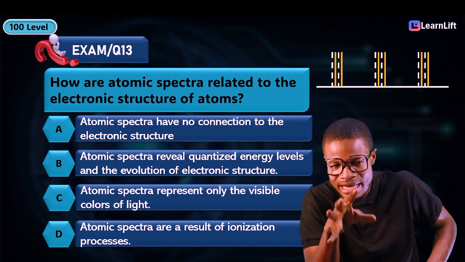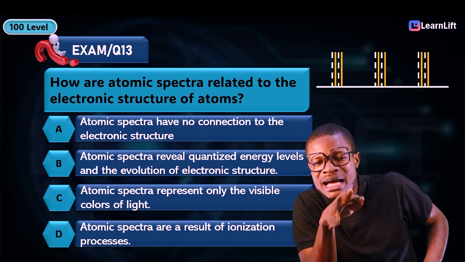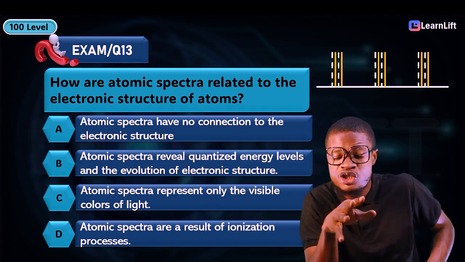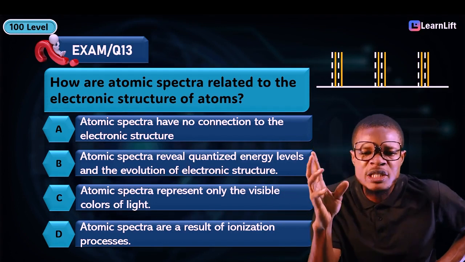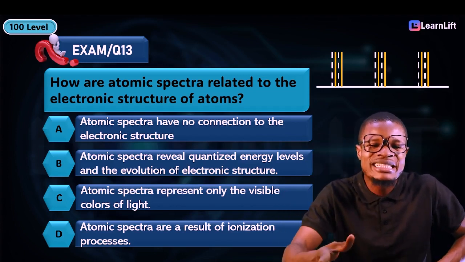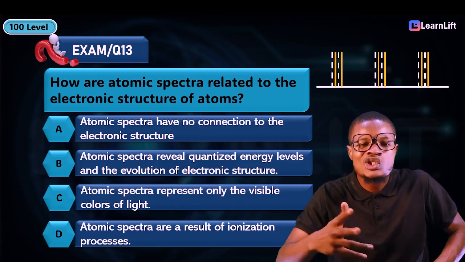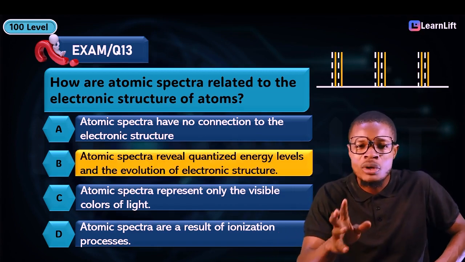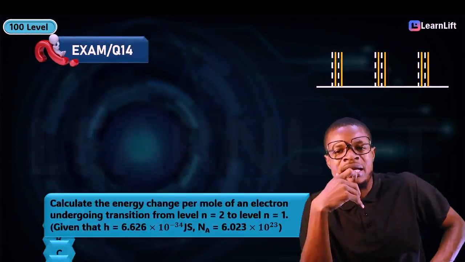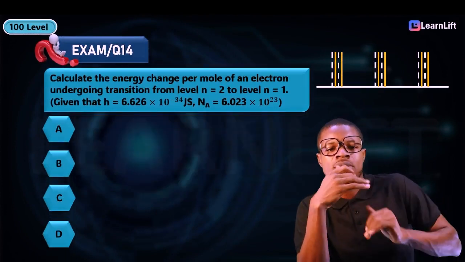Now, only you pause, try to get the answer. When you hear atomic spectra and their relation to the electronic configuration, the electronic structure of an atom, take note that atomic spectra reveal quantized energy levels, quantized states. Are you getting it now? And the evolution of electronic structure. That means option B, the correct answer. Very simple. Look at question number 14.